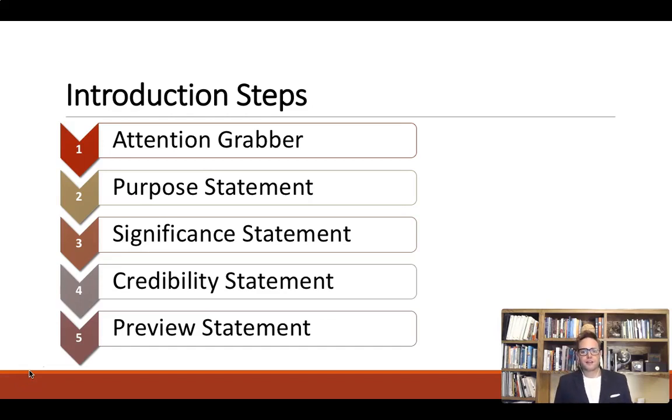The third step is what I call the significance statement. So, okay, you've captured the attention of the audience. You've revealed to them what your topic is. Now, the next thing that an audience member might be thinking is, why is this important to me? Like, how is it relevant to me? Or, what are the broader implications of this?